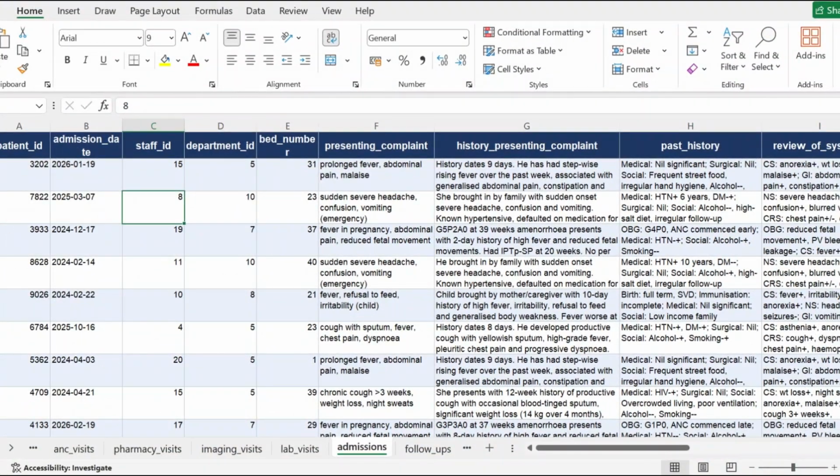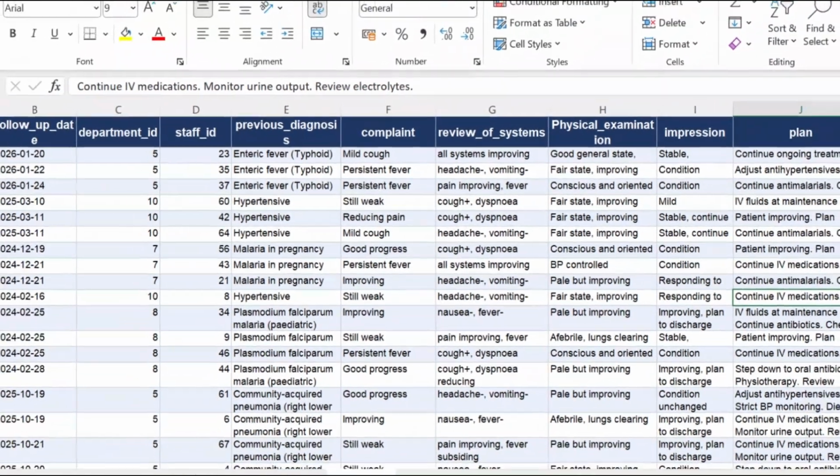This table captures patients who required hospitalization. We record admission dates, admitting diagnosis, wards, attending physicians, discharge information, and patient outcomes. Using this dataset, we can calculate important hospital performance indicators such as average length of stay, bed utilization rate, readmission rate, and inpatient mortality. Next, we have the follow-up visits table.